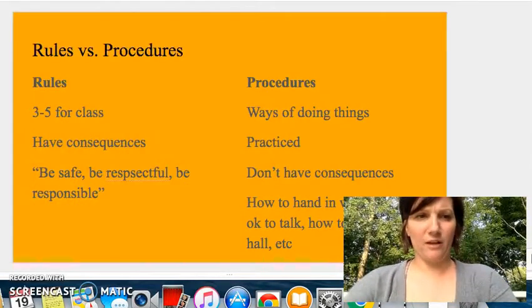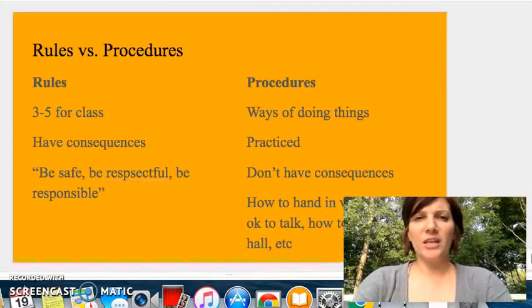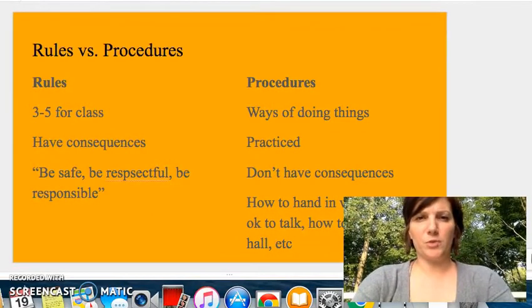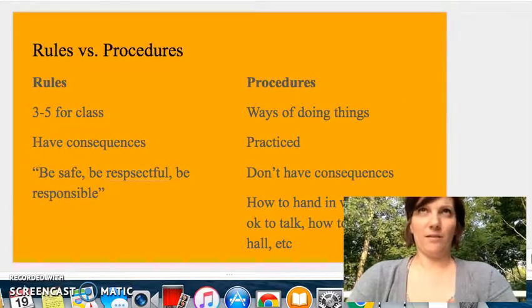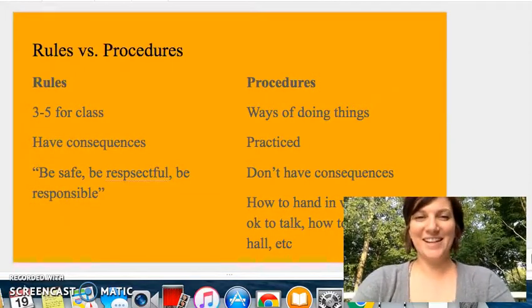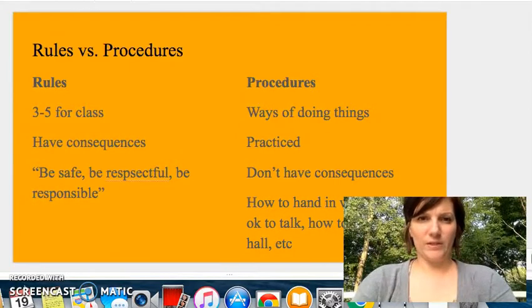If you have read any of Harry Wong's work, he talks about the difference between rules and procedures. I buy into that, I would say, halfway. Harry Wong, whose name I love by the way, says that in regards to rules, there should be 3 to 5 rules per class, and those are the only things in a teacher's toolkit that should really have consequences. For our schools, I'm noticing we're using be safe, be respectful, and be responsible. Those are our main rules.